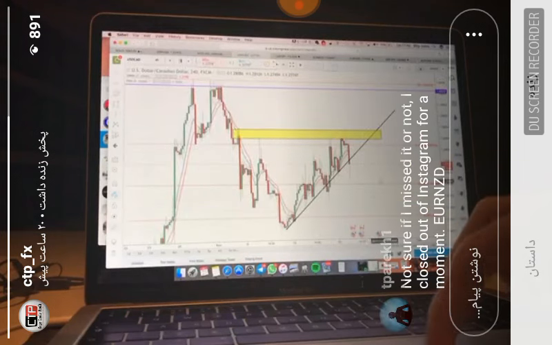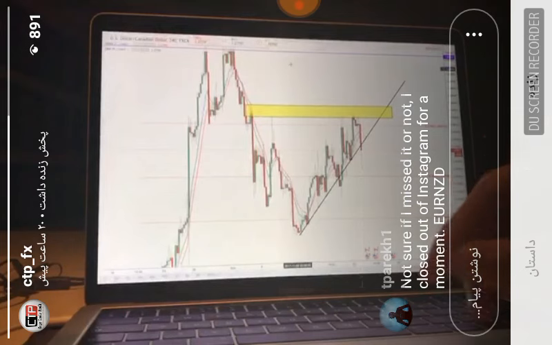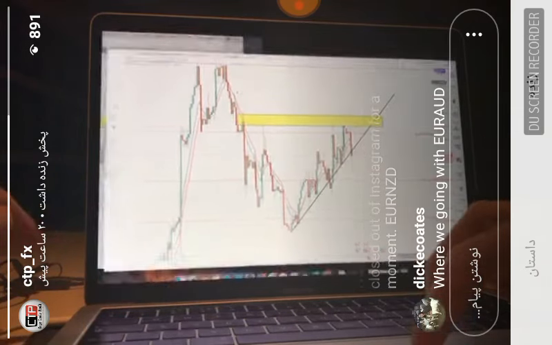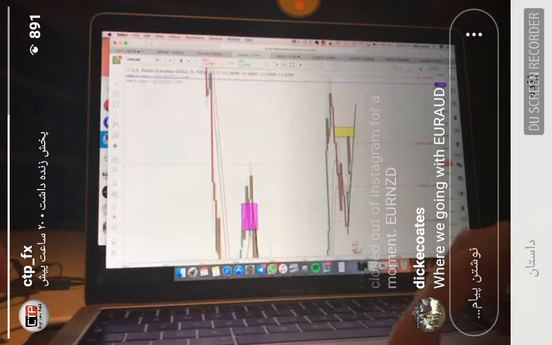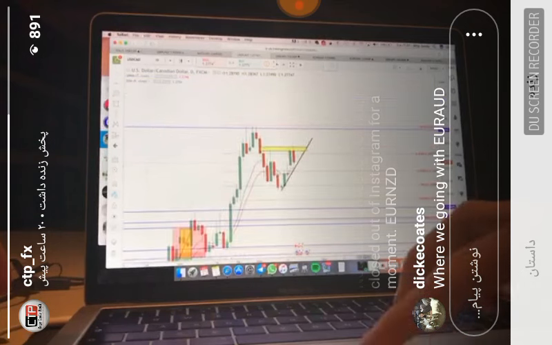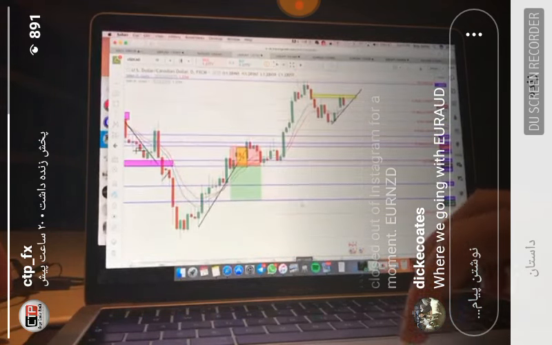USD/CAD. Alright, this is a bit of a funny one. I may as well go over the daily time frame, so you know why I've got the fib on there. I hope you could all see the general direction of this. It's had a big swing up, a slight retrace there, a big swing up again, and a slight retrace there.